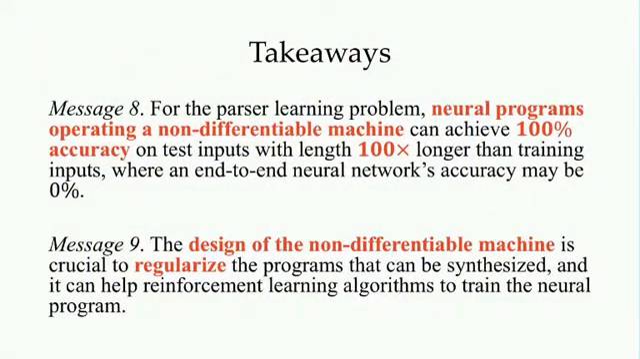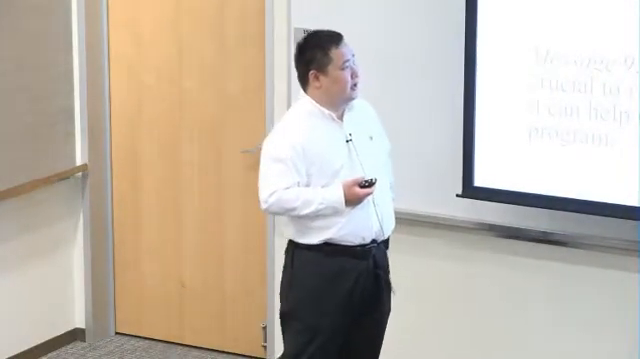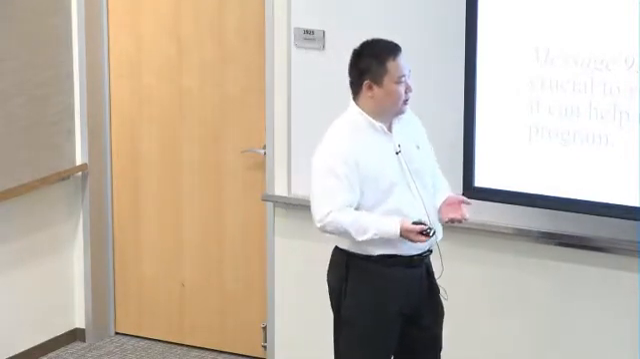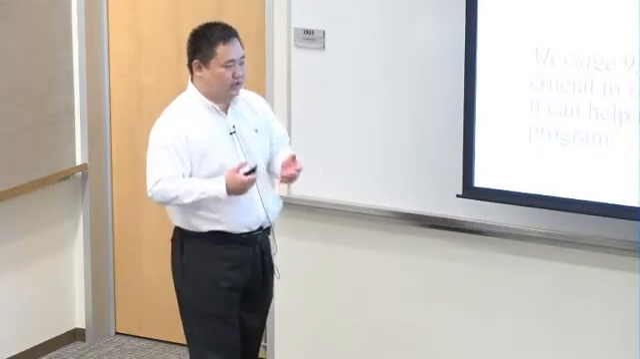Okay, so the main takeaway here is that I want to promote this kind of model: building neural programs on top of non-differentiable machines. Using this kind of architecture, we can achieve much better generalization properties than fully differentiable neural networks. And we found during our study, even though I don't talk a lot about that, that the design of the non-differentiable machine, for example the IL machine, is very critical to make this program learnable.